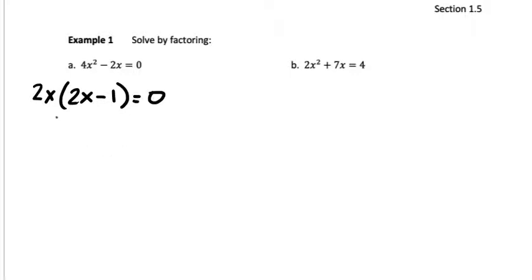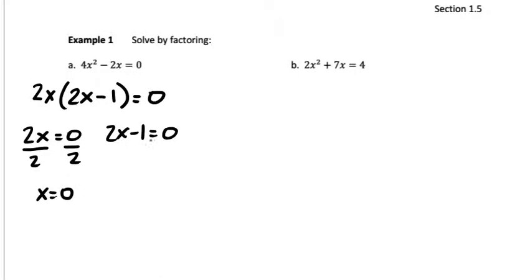So this is my factored form. 2x times 2x minus 1 equals 0. Now I'm going to set each of those factors equal to 0 and solve. So for the first one, 2x equals 0, I can divide both sides by 2, and that gives me x equals 0. For the second one, to get x by itself, first I need to add 1, and then I'm going to divide. That gives me 1/2.